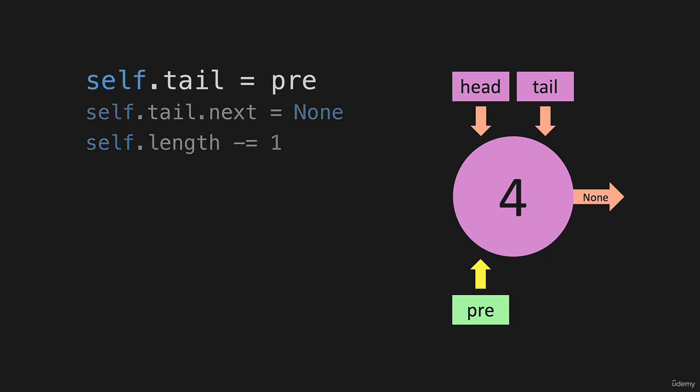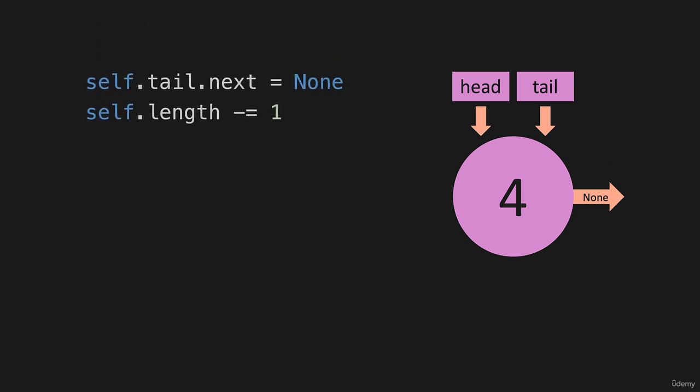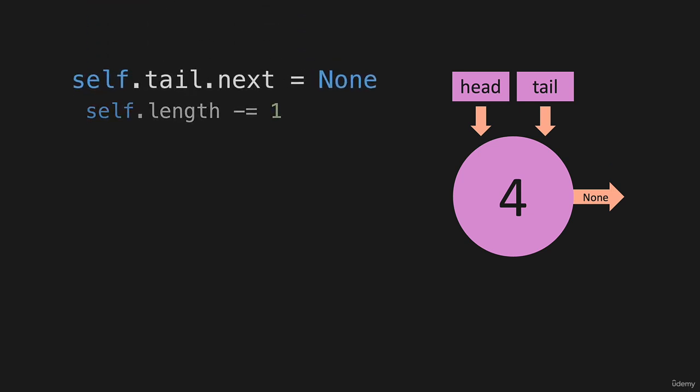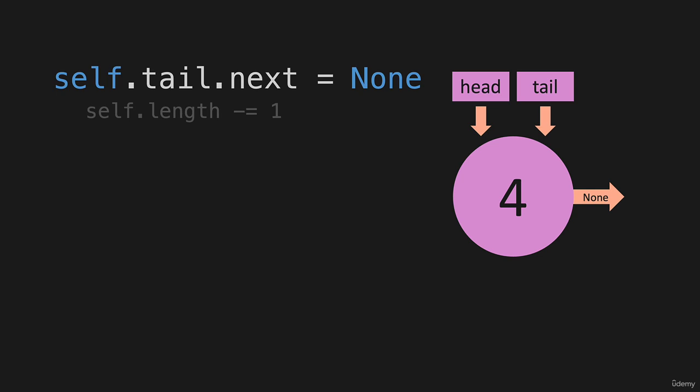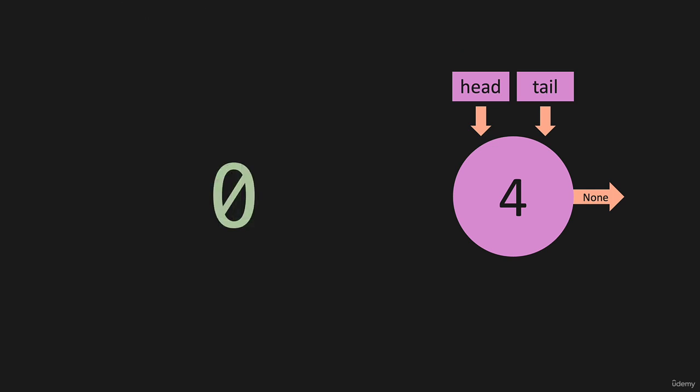Then the next line is tail equals pre. Well, they're already pointing at the same item, so that doesn't do anything. So let's remove this line of code. Then we'll say tail.next equals none. Well, tail.next is already none. That doesn't do anything. Then the only thing left to do is to decrement the length by 1. So the length was 1, because we had the 1 node in there, and we decrement it to 0.